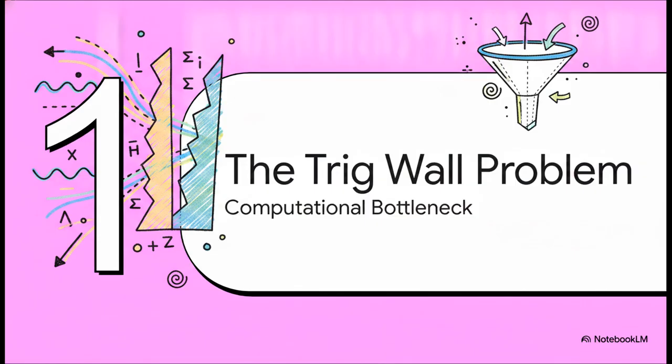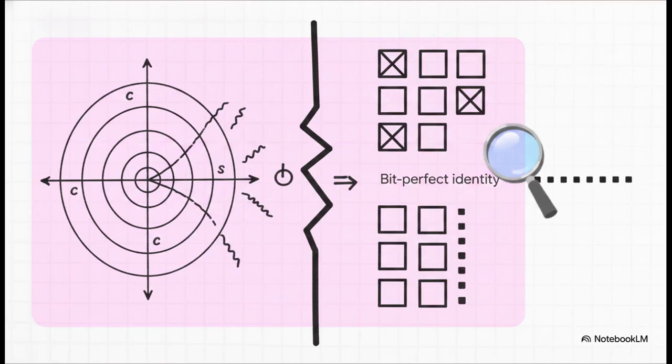Computational bottleneck. Okay, look at this definition of the trig wall. Now, standard physics relies super heavily on Euclidean radial normalization, right? Things like sine and cosine. But here's the catch. In high-velocity environments, using these transcendental approximations introduces this nasty thing called approximation drift. So instead of keeping a piece of data mathematically pure and perfectly discrete, continuous polar math effectively smears that exact identity across an irrational continuum.